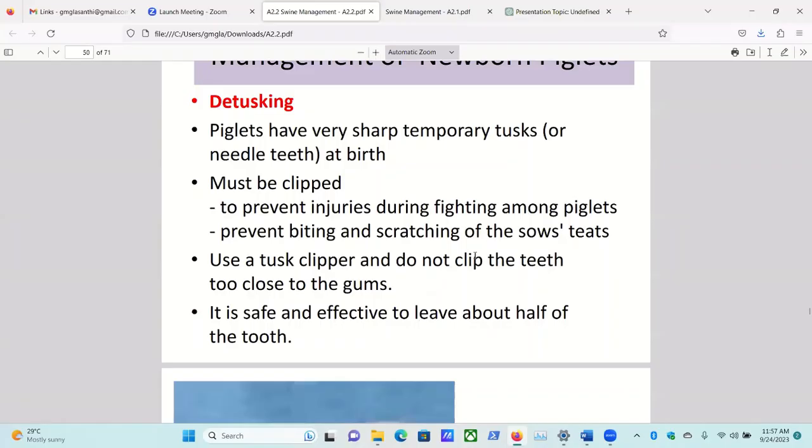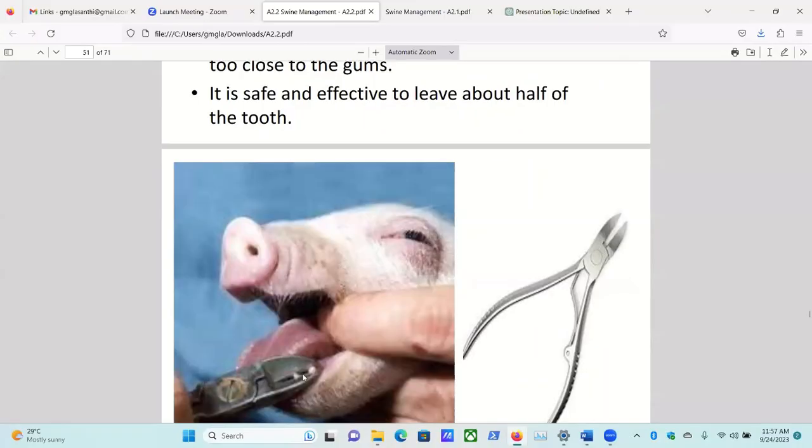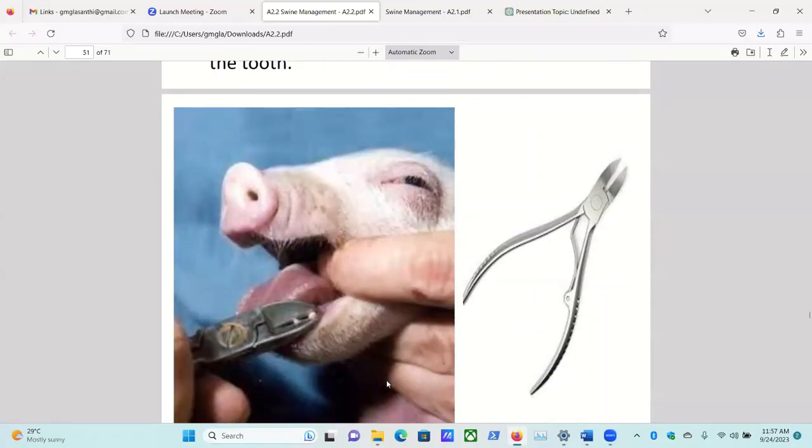The other management practice we have to practice is detusking. That means here we are removing the needle teeth of the animal. It is very important to remove these needle teeth because they fight with each other and make wounds.